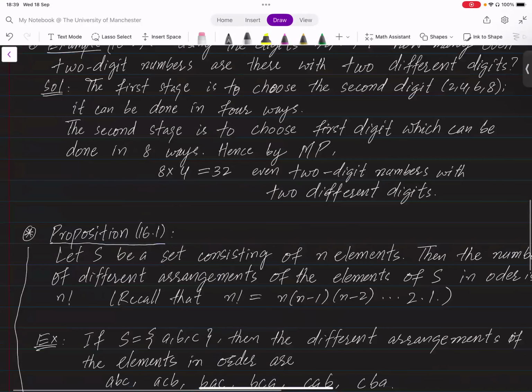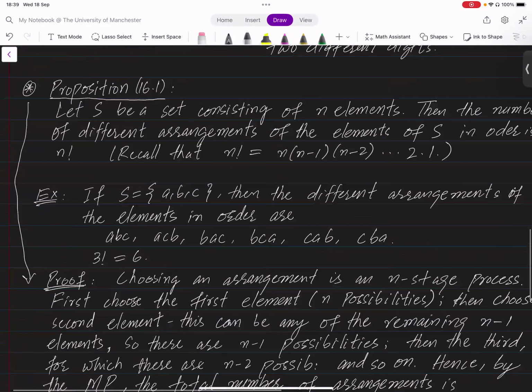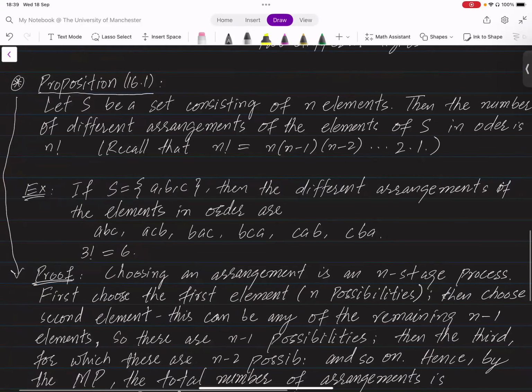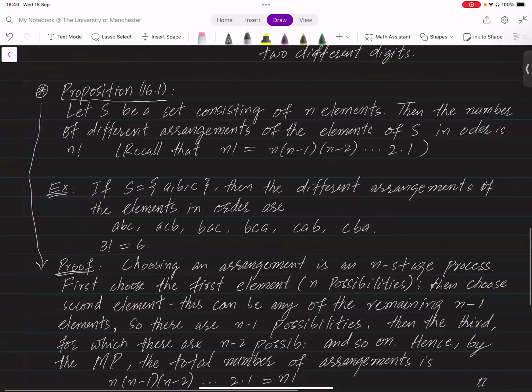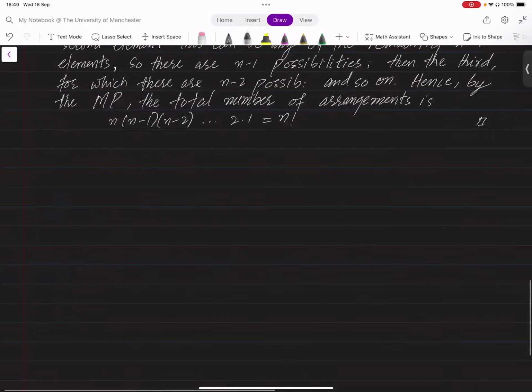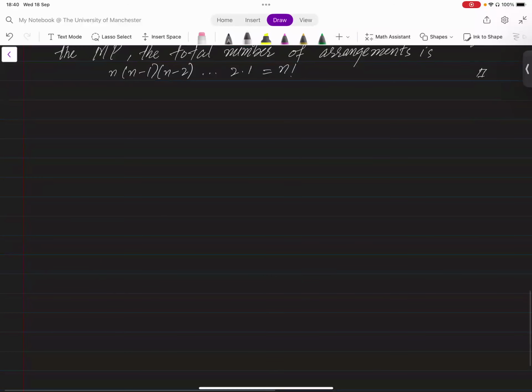Then we gave another proposition which says that if you have a set S consisting of n elements, the number of different arrangements of the elements of S in order is n factorial, and we proved it also. Now we will talk about binomial coefficients.